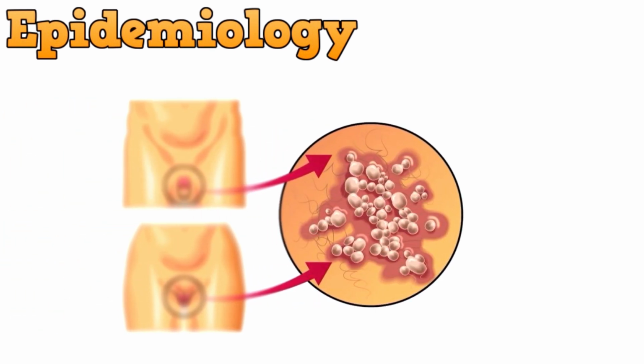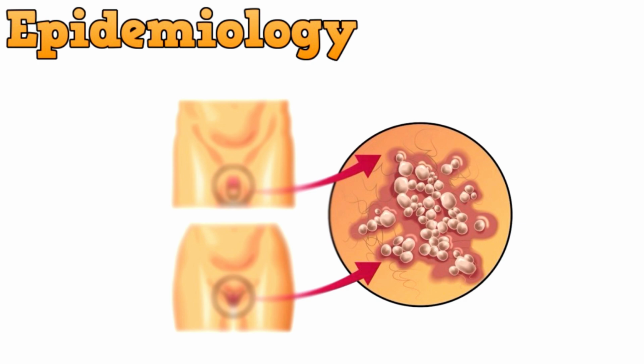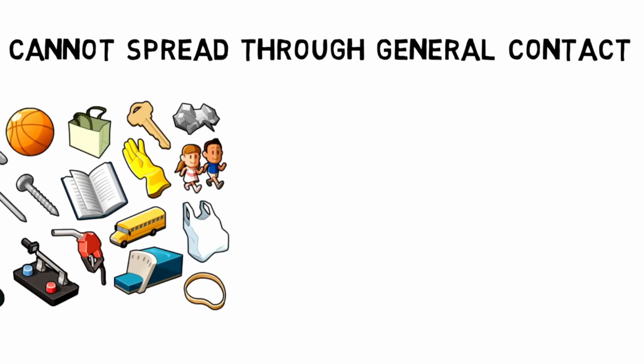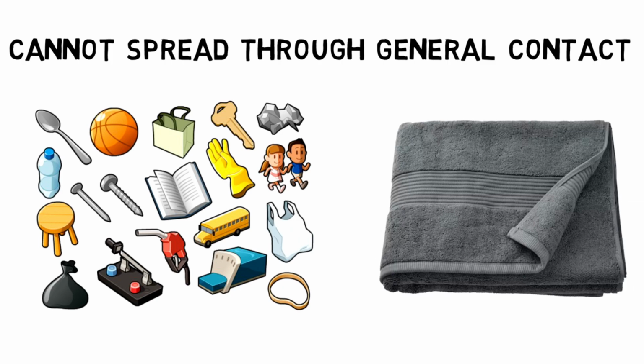Coming to the epidemiology of the infection, HSV2 infection is usually spread only by genital contact with someone who has a genital HSV2 infection. A point to remember here is that genital herpes virus cannot spread through general contact with objects such as doorknobs or towels.